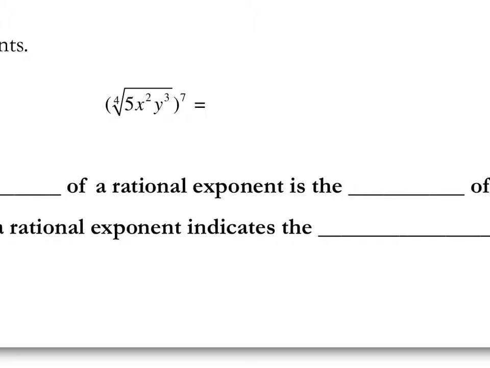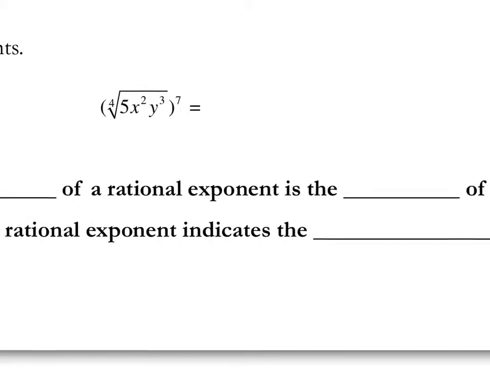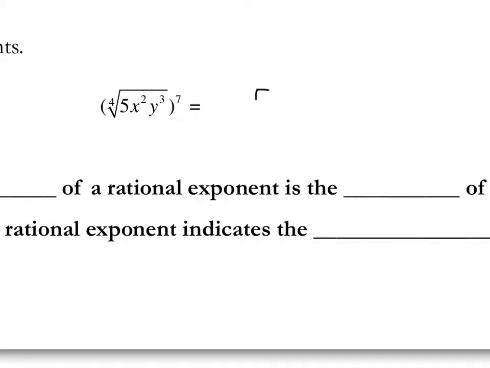So we have under the radicand 5x squared y cubed. That's what we're talking about. What are we doing to it? Well, we're doing two things. We're raising it to the 7th power, and we're taking the 4th root of all of that. So that's a good way to write it with fractional exponents.